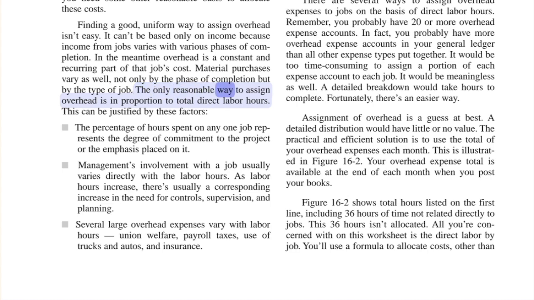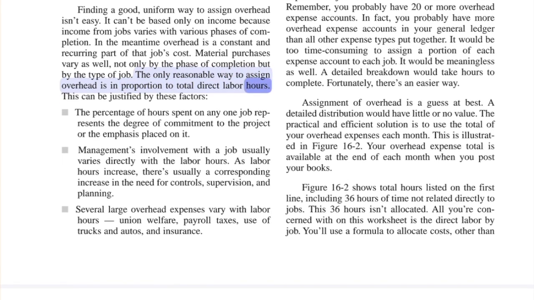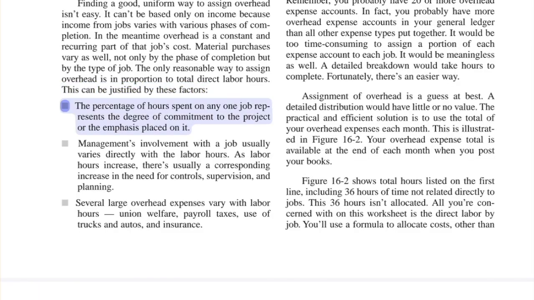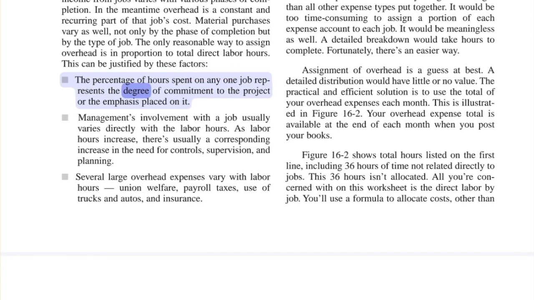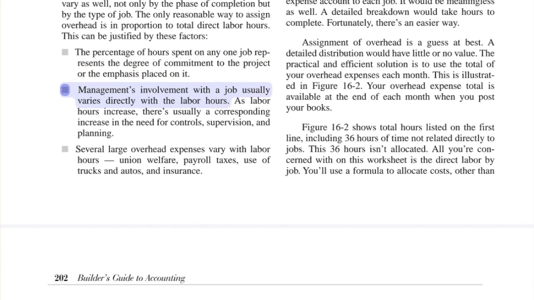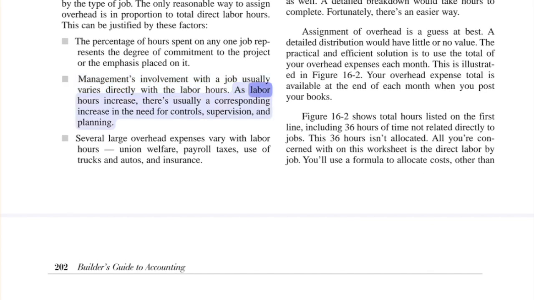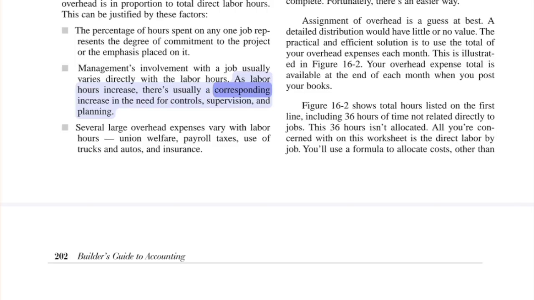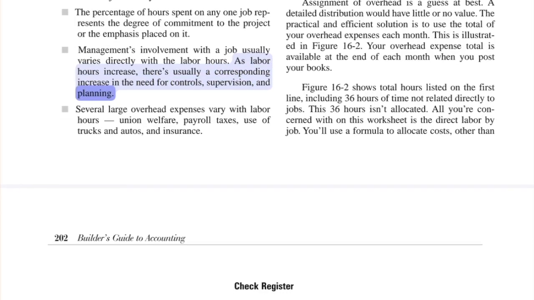The only reasonable way to assign overhead is in proportion to total direct labor hours. This can be justified by these factors. The percentage of hours spent on any one job represents the degree of commitment to the project or the emphasis placed on it. A management's involvement with a job usually varies directly with the labor hours. As labor hours increase, there's usually a corresponding increase in the need for controls, supervision, and planning.